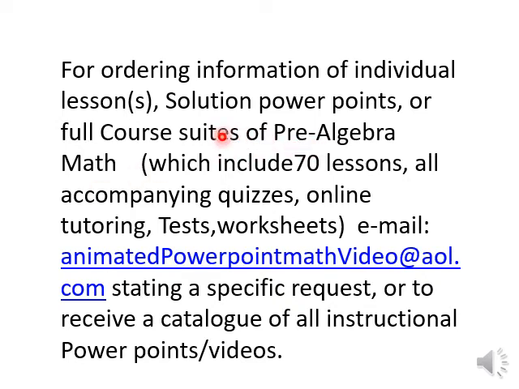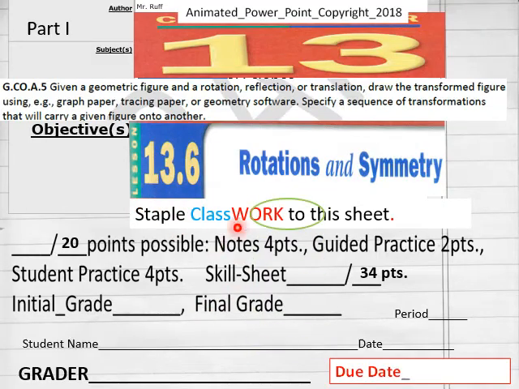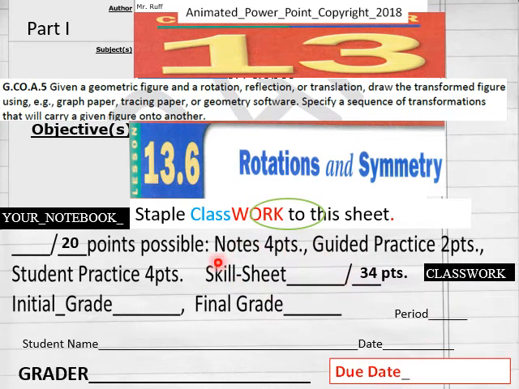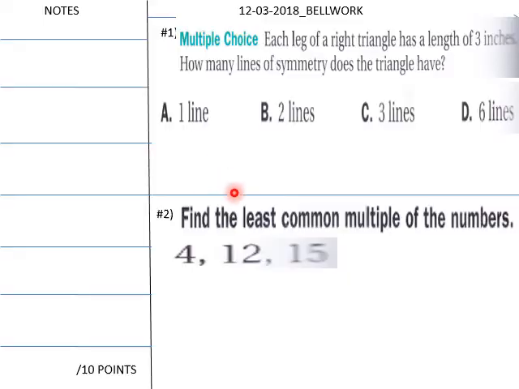Hello everybody, get ready to do lesson 13.6 of Pre-Algebra Math, part 1 today. We have a 34-point classwork skill sheet, and 20 points here of note taking. Rotations and symmetry is what this lesson is about.